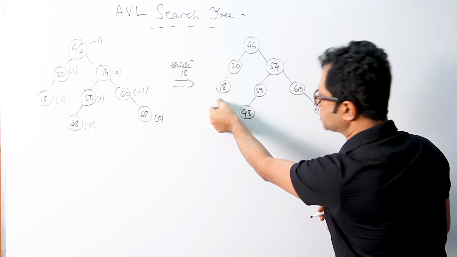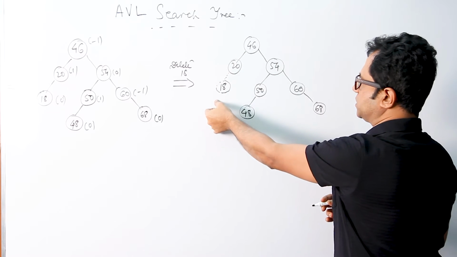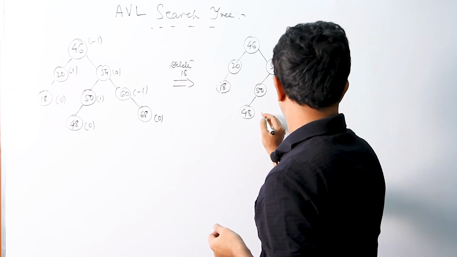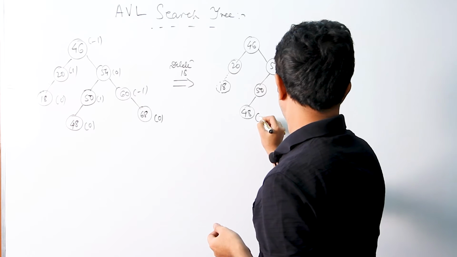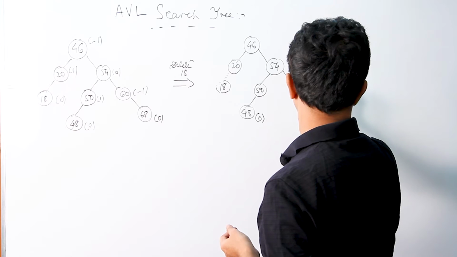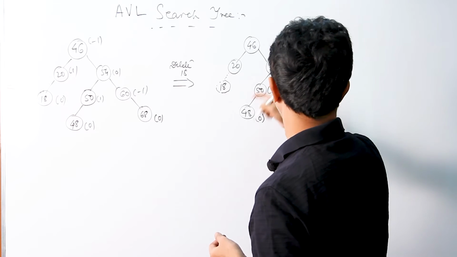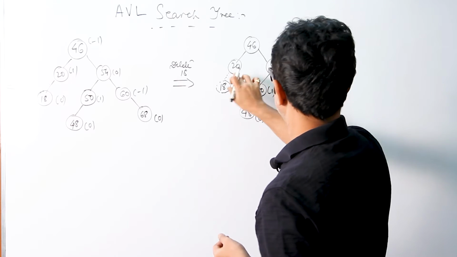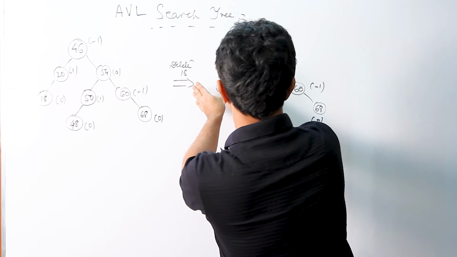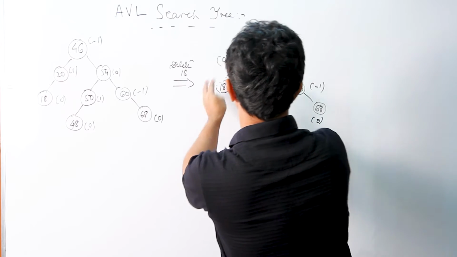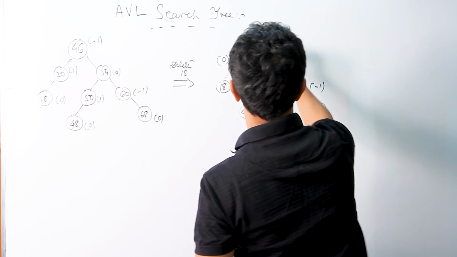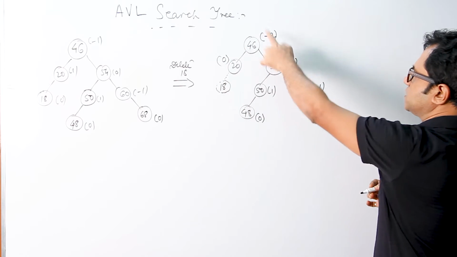If we start our backtracking procedure, first we need to find the balance factors after the deletion of 18. So this is 0, this is 0, this is minus 1, this is 1, this is 0, there is no left and right subtree, so this will be 0, and this will be 1 minus 3. So 1 minus 3 is minus 2. So this 46 has a balance factor of minus 2.